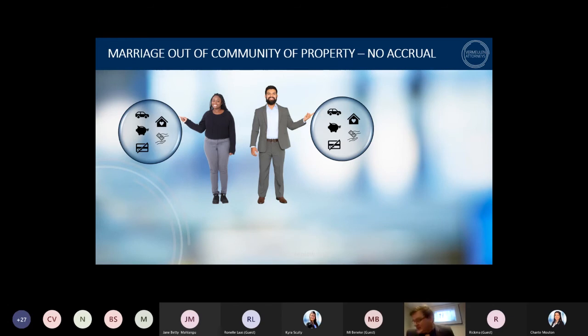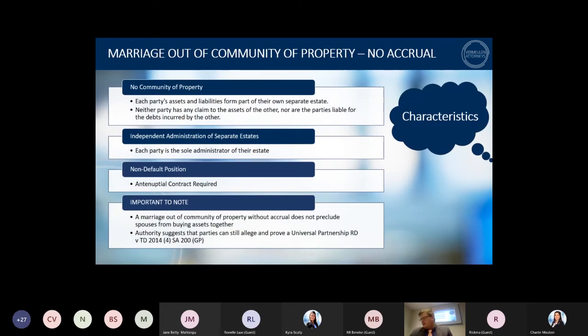Right. So let's quickly talk about marriages out of community of property without the accrual. I've only got one slide. It is very, very simple, but there are one or two things which you do need to know. Let's look at our three characteristics, which I'm going to draw on the screen here again. It's a non-default position. Be aware of this. You need an anti-nuptial contract. Folks, remember the term anti-nuptial. Anti means before. Nuptial means your wedding, your marriage.